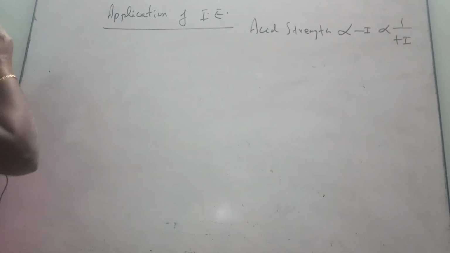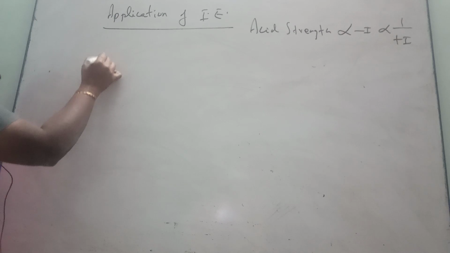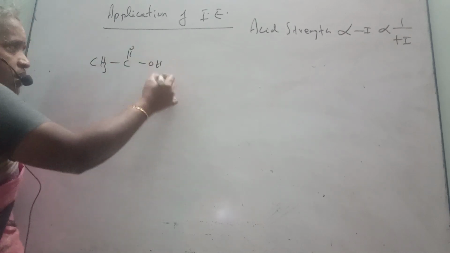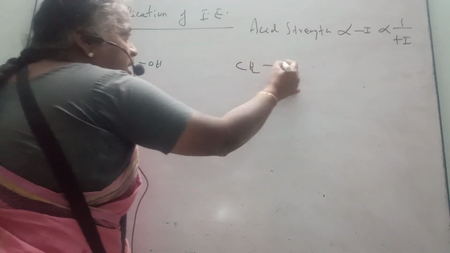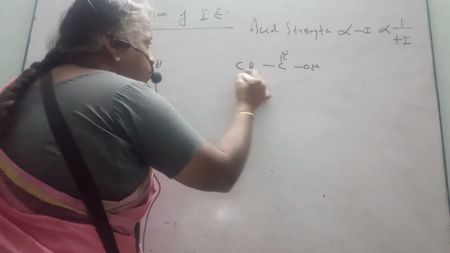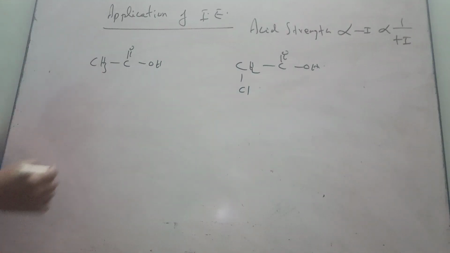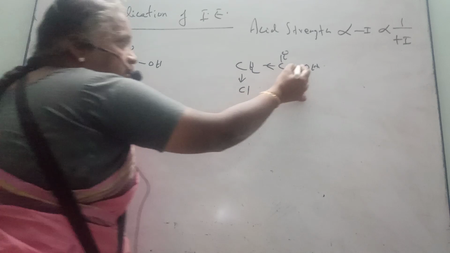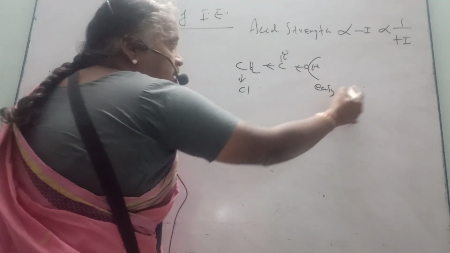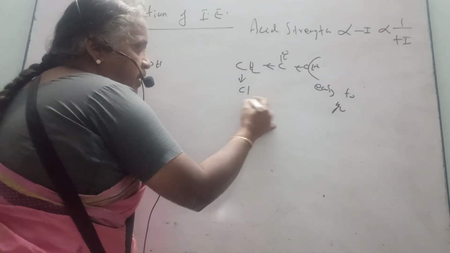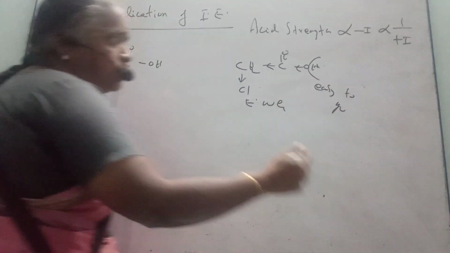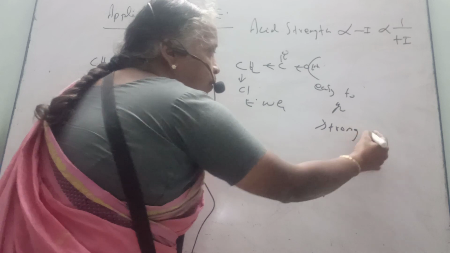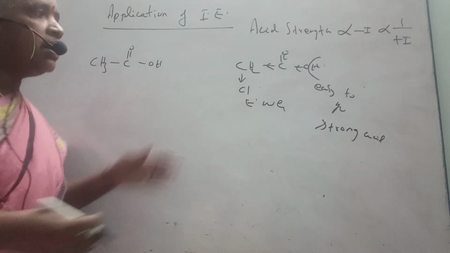Now let us take a simple example: acetic acid and monochloroacetic acid. Here one group is an electron releasing group, and the other is an electron withdrawing group. Because of the electron withdrawing group, the hydrogen is easy to release. If it is easy to release, it is called a strong acid. So this is what is represented here.